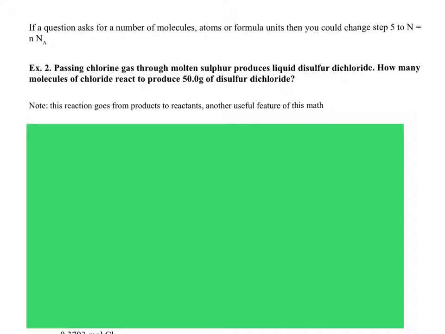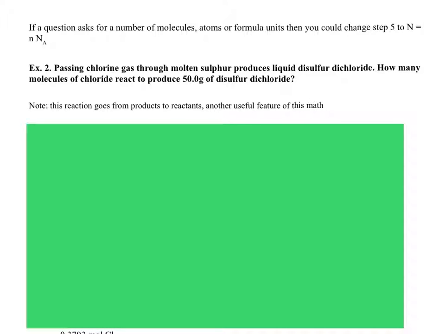Okay, so passing chlorine gas through molten sulfur produces liquid disulfur dichloride. How many molecules of chlorine react to produce 50 grams of disulfur dichloride?